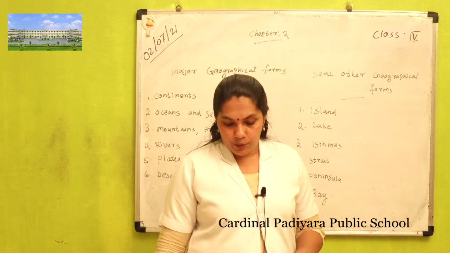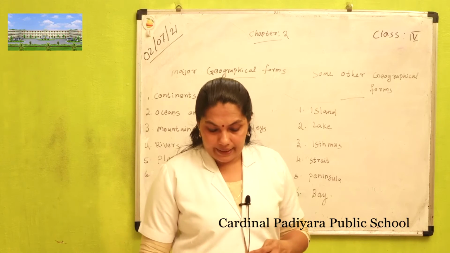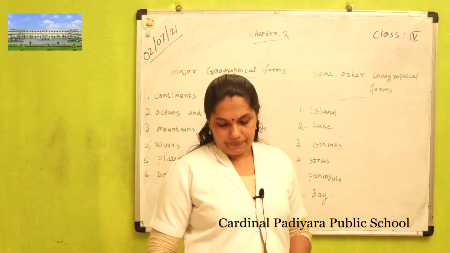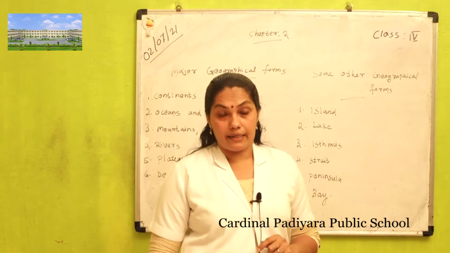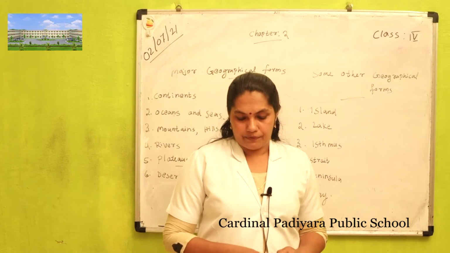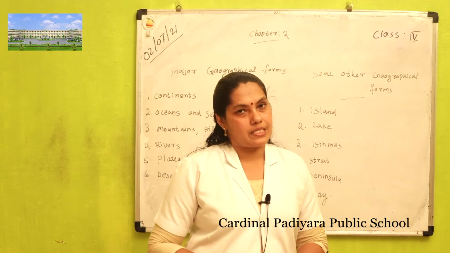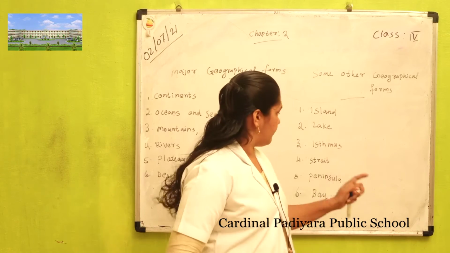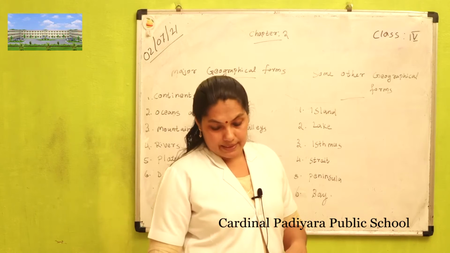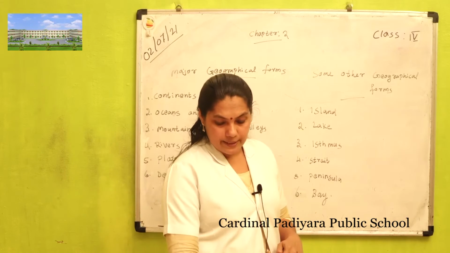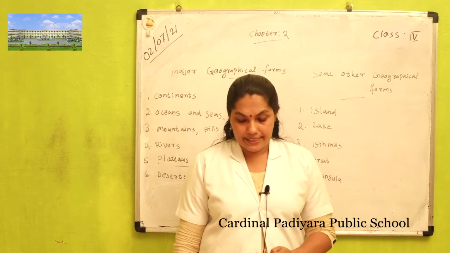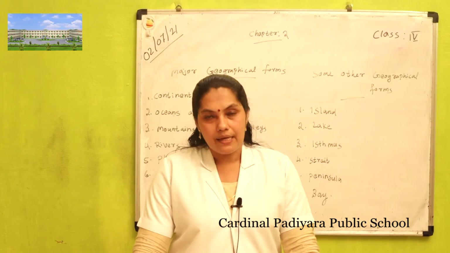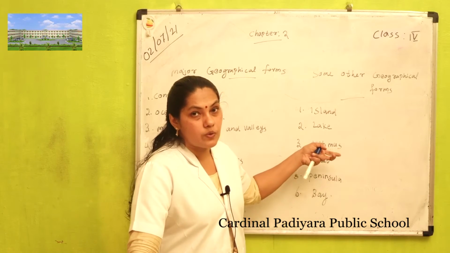The second one is the lake. A lake is a large body of water surrounded on all sides by land. For example, the Caspian Sea in Asia is one of the largest lakes in the world. The third one is the isthmus. An isthmus is a narrow strip of land which joins two large land masses.